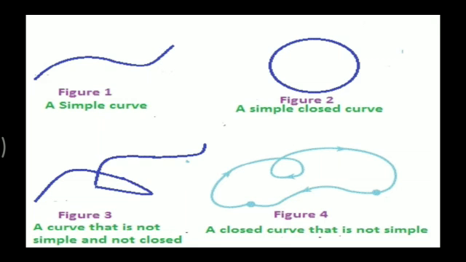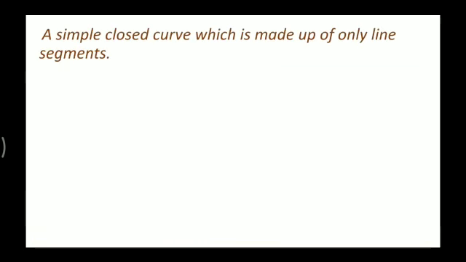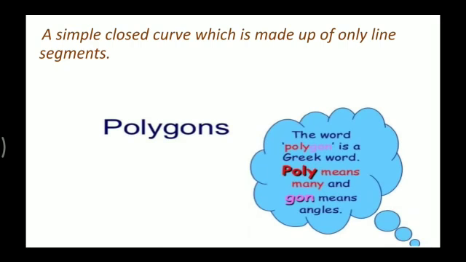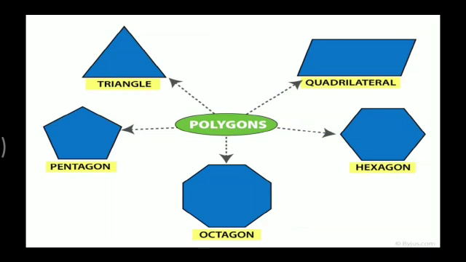So we have seen simple closed curves which are made up of curves, right? What can you say about a simple closed curve that is made up of only line segments? Yes, polygons. The word polygon is a Greek word. Poly means many and gon means angles. You're familiar with different kinds of polygons, right? Polygons are divided based on their number of sides. So they are classified as triangle, quadrilateral, pentagon, hexagon, octagon, and so on.